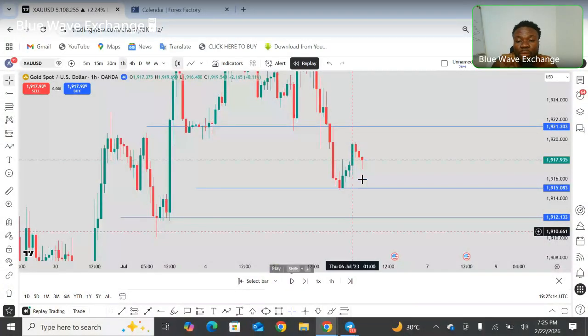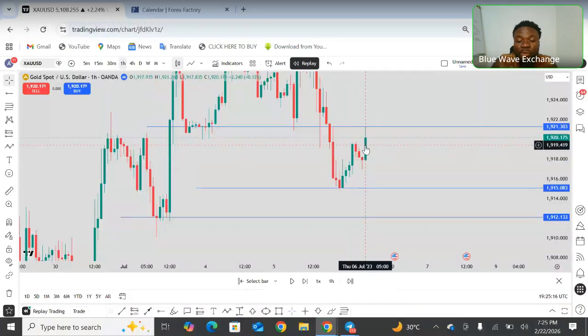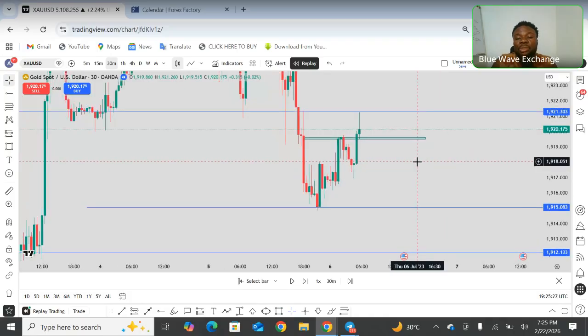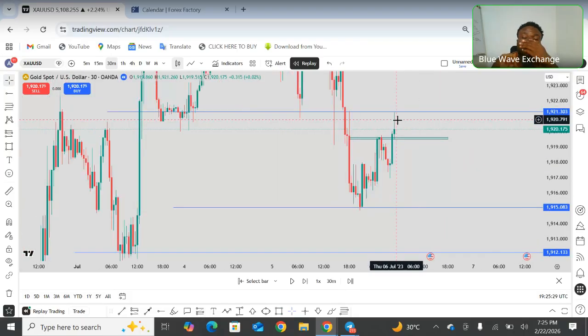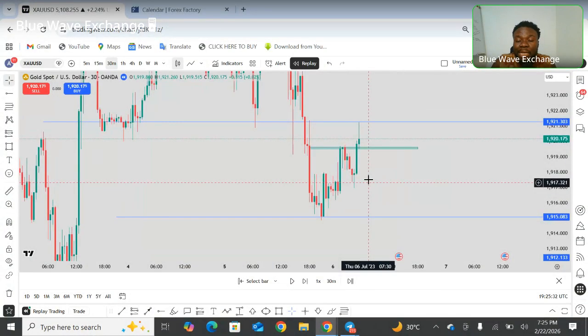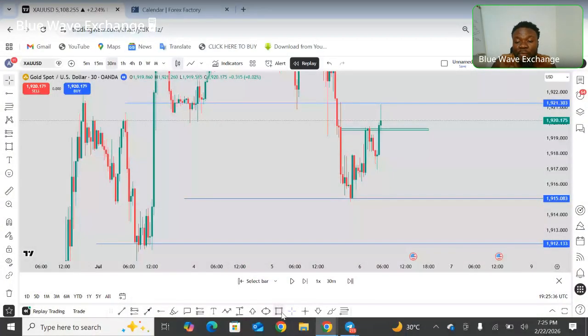Okay, so price has moved. We are waiting for 6 a.m. So we have a rejection over here. Let's move to the 30-minute time frame. All right, so price has gotten to the peak. But at this point, what I have to look for is a shift in trend. So let me see how the next 30-minute candle is going to close.